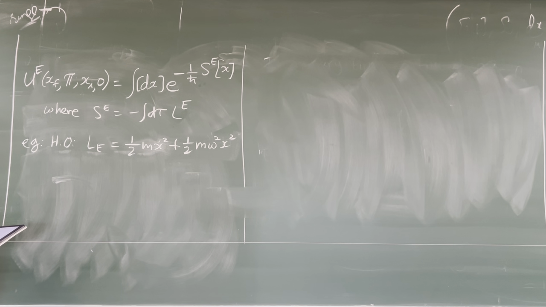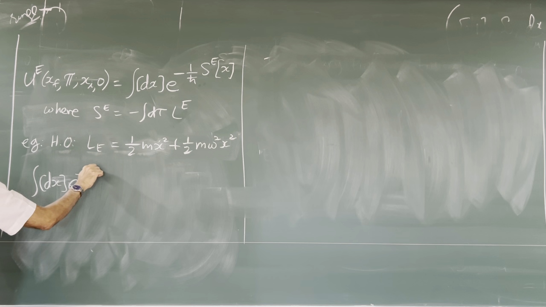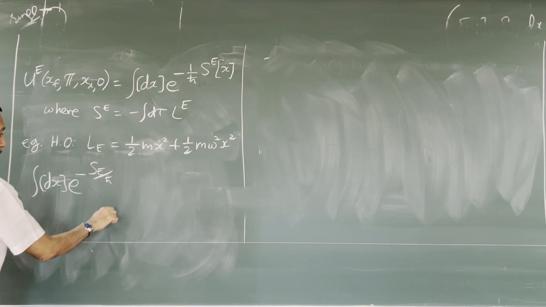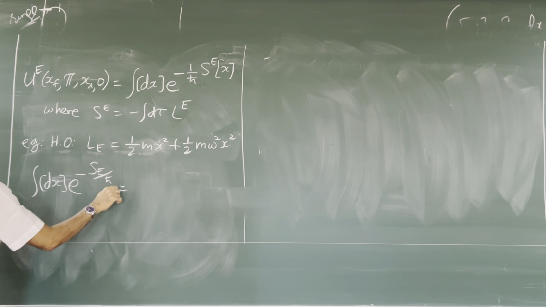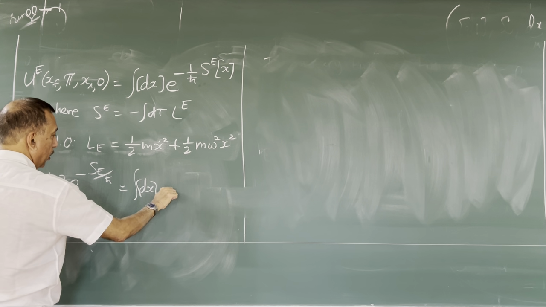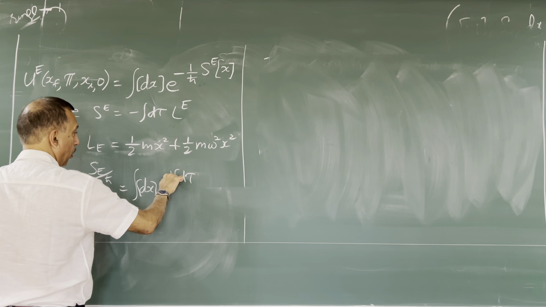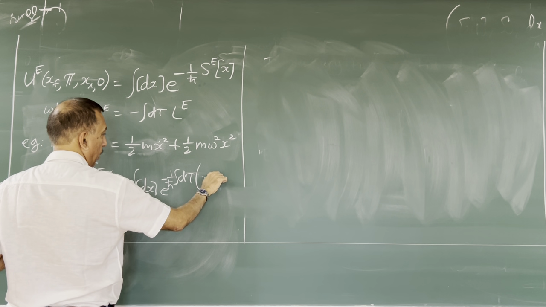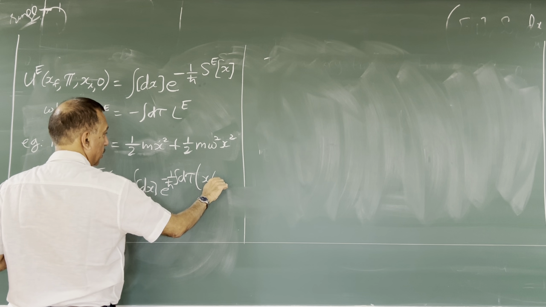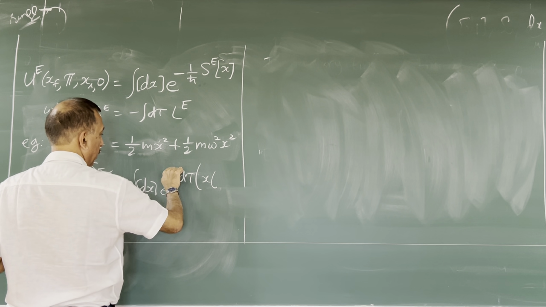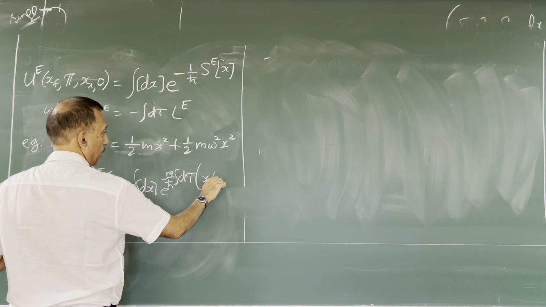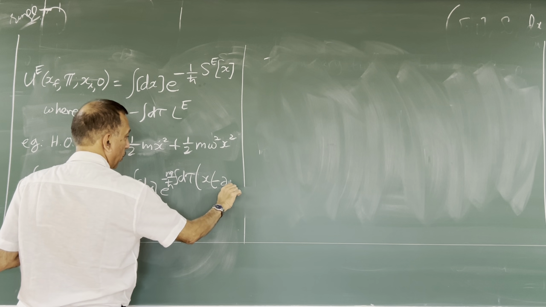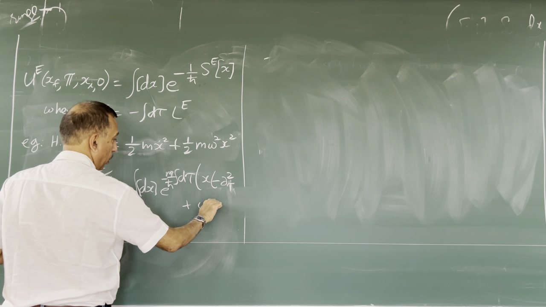If I want to evaluate the path integral on this, I can simply do it by saying that integral dx e to the minus S_E upon h bar is equal to integral dx e to the minus integral d tau. And here I have to put x and then my operator, which is, so I can take an m here, maybe here, and then x minus del t del tau squared plus omega squared x.